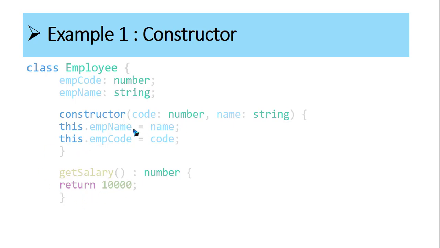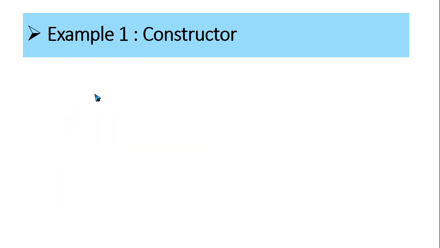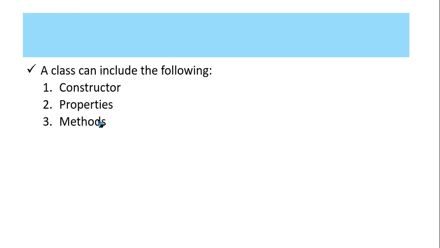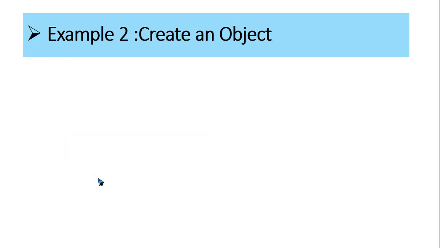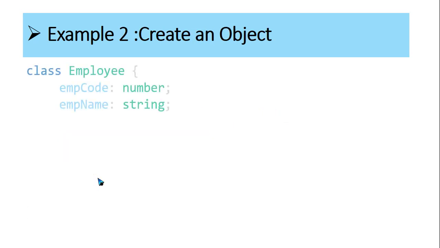So it is a very simple structure of a class. Here this is a method, this is the constructor, and this is the property. As per the previous slide, constructor, properties, and methods. So this is a property, this is a constructor, and this is a method. You can define n number of methods. Now let's check how to create an object.